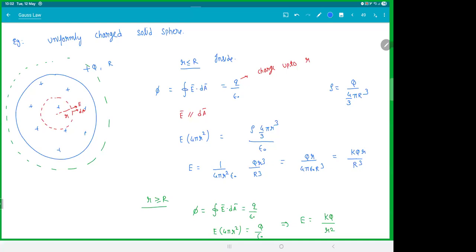The main word is symmetry, there should be symmetry. If you take some random shape and random distribution, we cannot use Gauss law. Why do you need symmetry? Because if there is symmetry, then I can say E dot dA is the same and E will come out of the integral. If there is no symmetry, E will not come out of the integral, and then you can't solve. All clear with this?